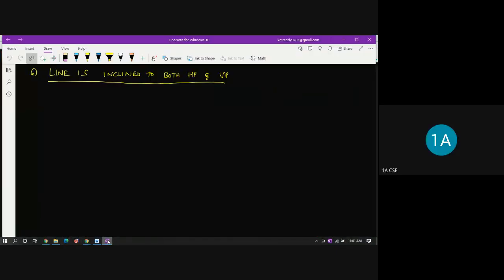Good morning. Today we'll discuss the line inclined to both the HP and the vertical plane. In the last class, we discussed the line inclined to one plane, right? Say, for example, in this case, if I take the three-dimensional visualization, a line is inclined to both the planes in the sense of the distances.